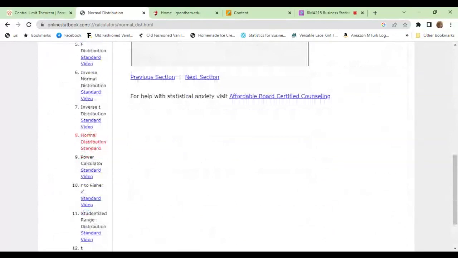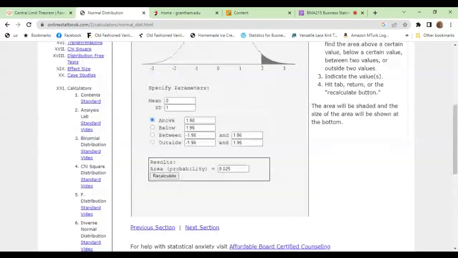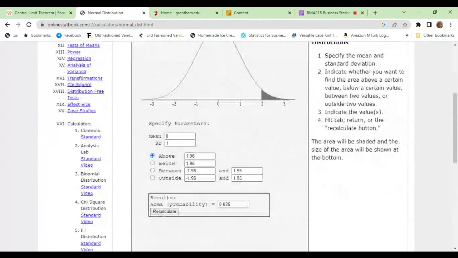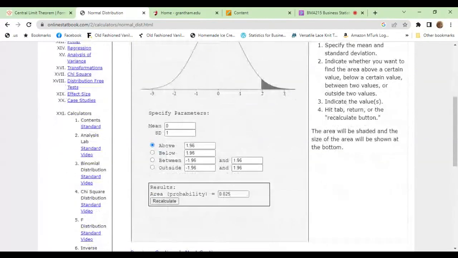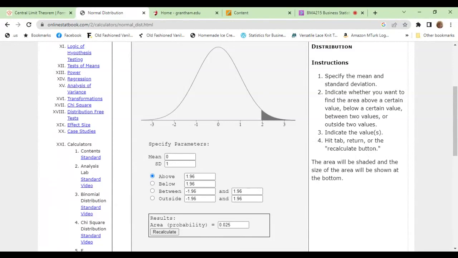So we use number 8. Number 8 is the normal distribution, standard normal curve. And with the standard normal curve, our mean is 0 and the standard deviation is 1. That's the baseline. Okay, so for a standard normal curve, we always have the mean 0 and the standard deviation 1.